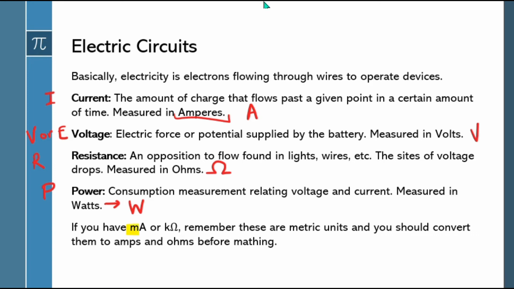And that's my last note too. If you have a non-standard unit, so a milliamp or a kilo ohm, in order to do math with them, please switch them back to the standard. So I want to see amps, volts, ohms, watts.